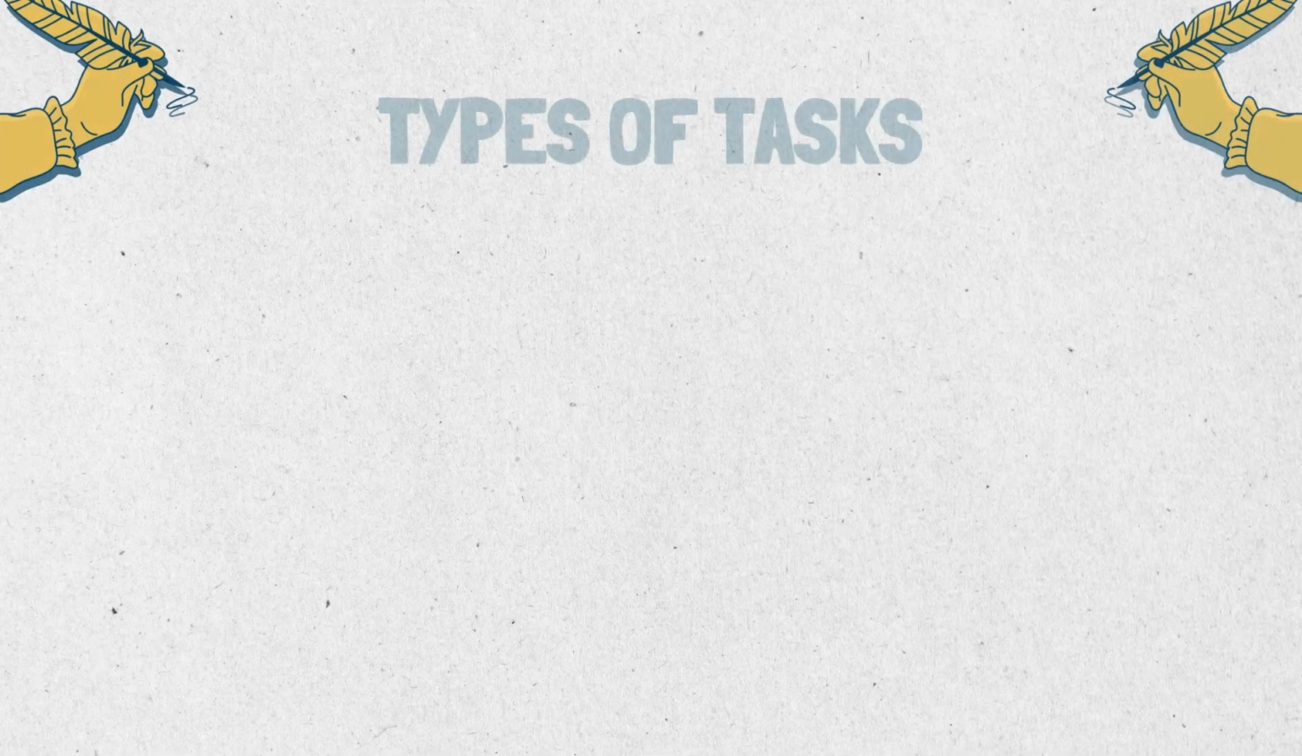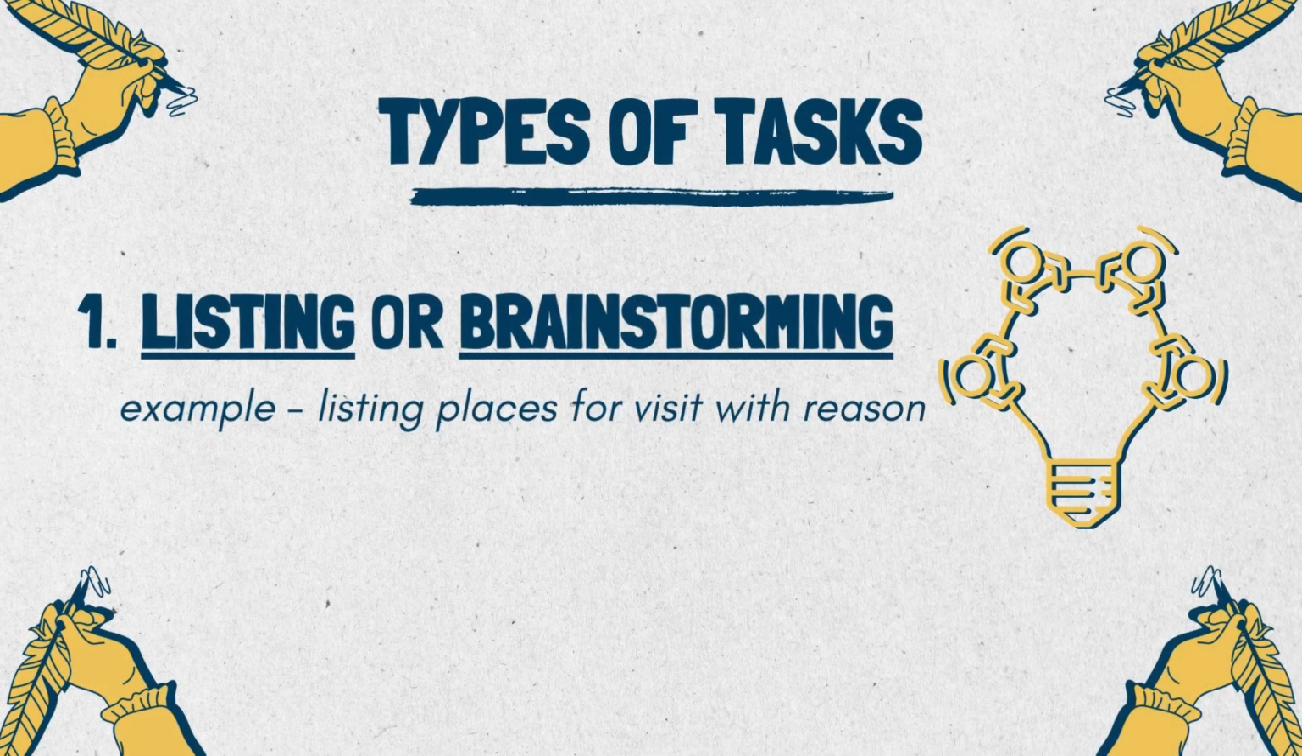Okay, so there are different kinds of tasks that you can use in the classroom, and they go by different names. But I think one of the groupings that I use is this. The first would be a listing or a brainstorming kind of activity. As an example, you could ask your students to list places that they'd like to visit, and for each of these places, perhaps put down a reason, and then exchange those and arrive at a consensus.